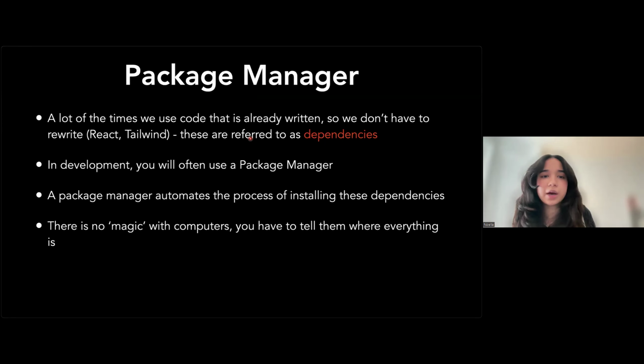A lot of the times when we code, we actually use code that is already written, so we don't have to rewrite it. So these are libraries like React or Tailwind, and it is all just pre-written code that we can use to make our lives easier. And in your code projects, these are going to be referred to as your dependencies, also known as the code that your code depends on. And that's where dependencies comes from.